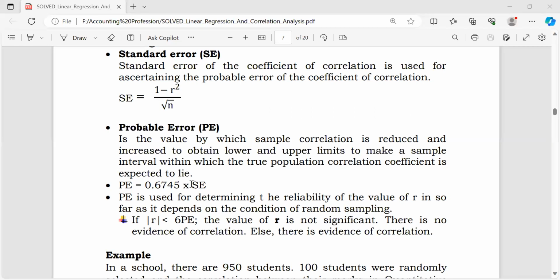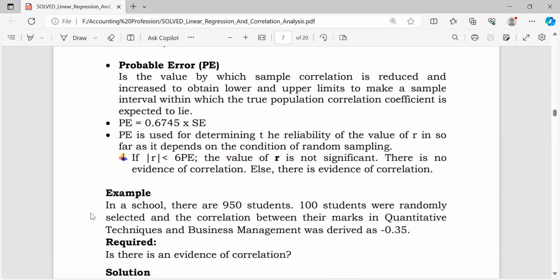All right. So how do we determine the probable error? You just take 0.6745, statisticians did that, and multiply by the standard error. So simply speaking, the probable error is used for determining the reliability of the value of R, so far as it depends on the condition of random sampling. After determining this probable error, the last step is to reach our conclusion.